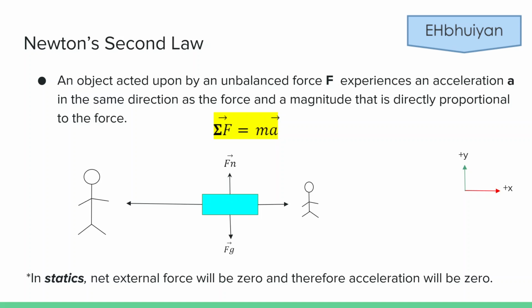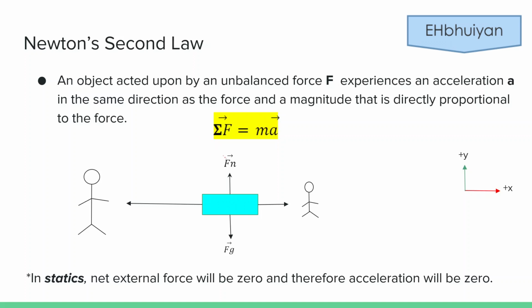Now let's look at Newton's second law. According to Newton's second law, an object acted upon by an unbalanced force F, or a net external force, experiences an acceleration a in the same direction and a magnitude that is directly proportional to the force.